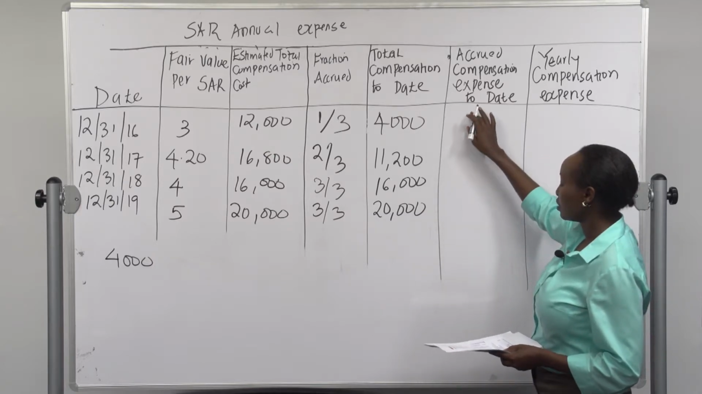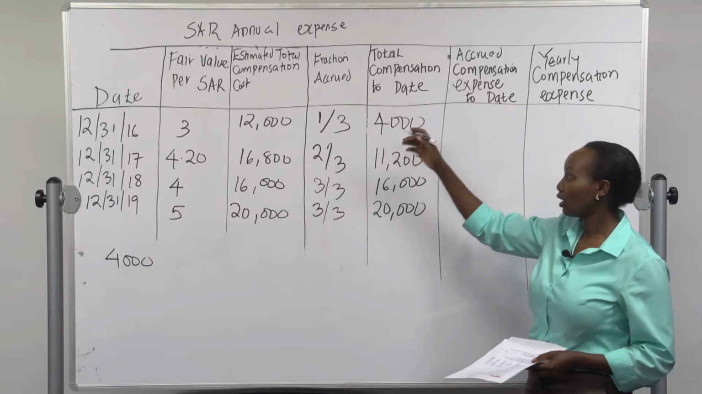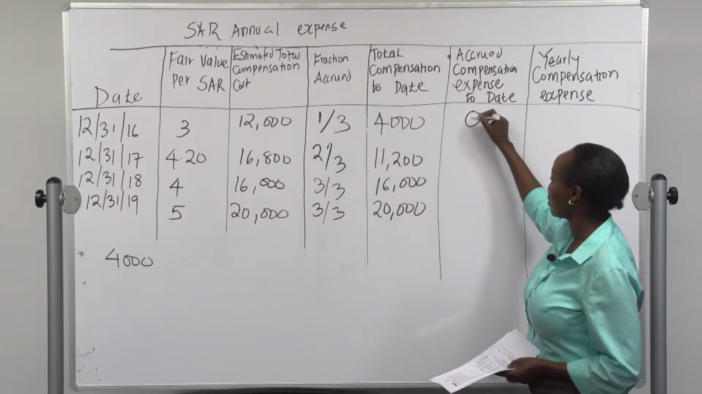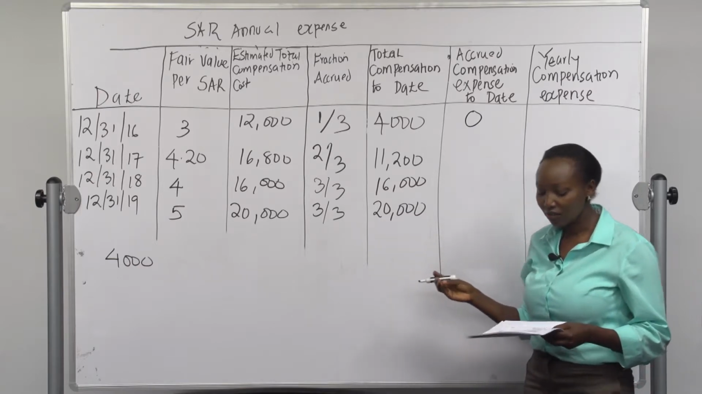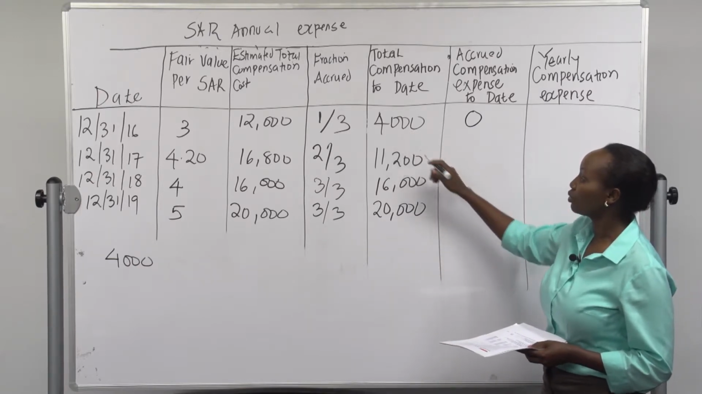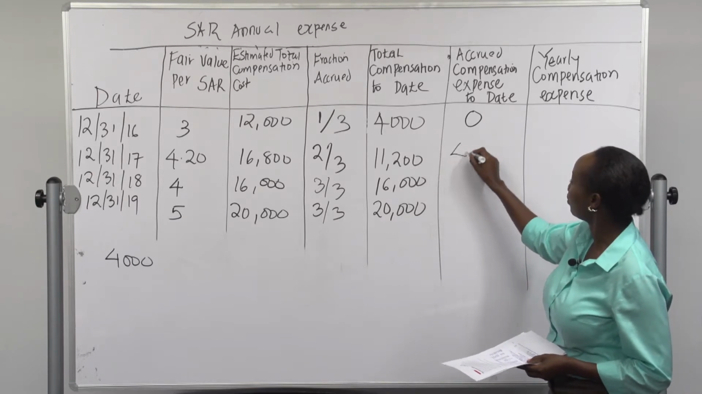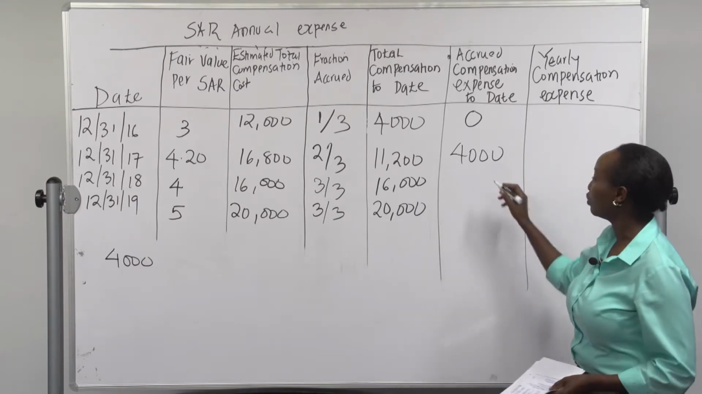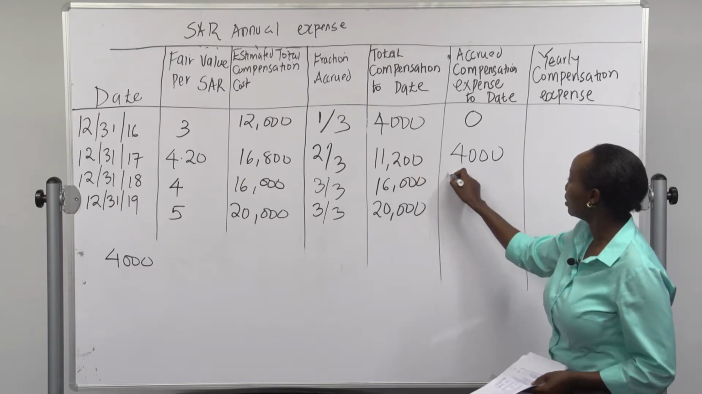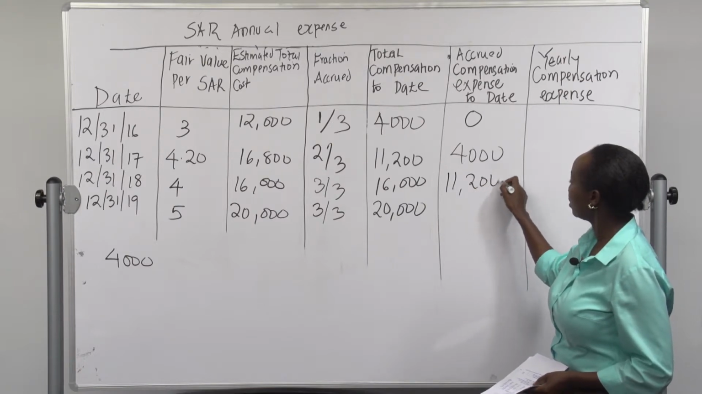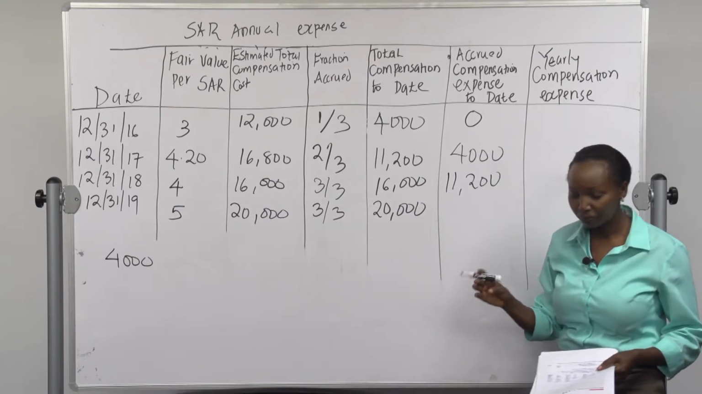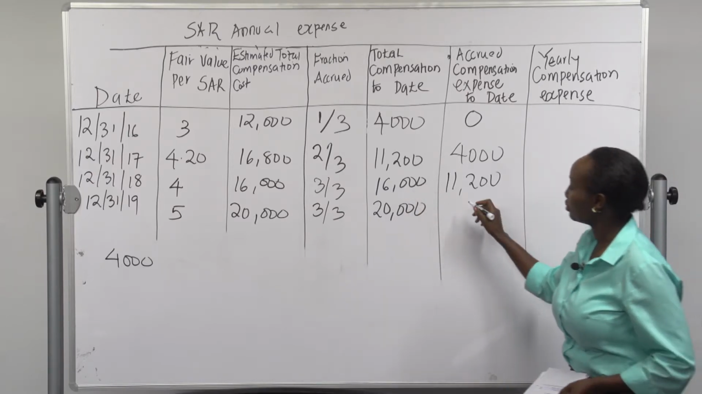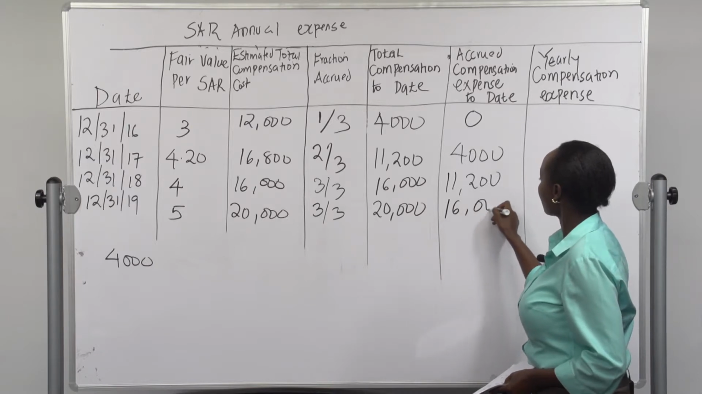And for the accrued compensation to date, we put what we've already accrued for last year. For 2016, we don't have anything related to the plan for 2015, so we have a 0 here. For 2017, we have what we accrued for 2016, so we have 4,000 here. For 2018, we have what we already accrued, so 11,200. And for 2019, we have 16,000 that we accrued as of last year.